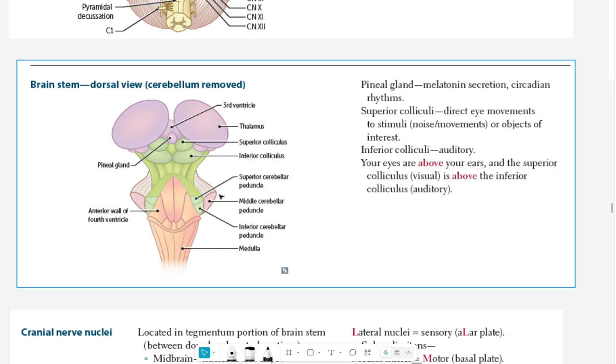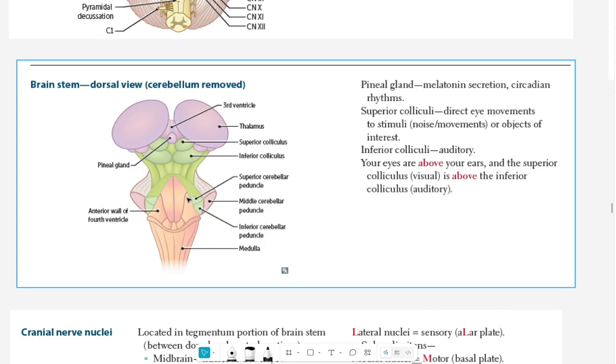Okay, and then you have the cerebellar peduncles. The cerebellar peduncles basically connect the cerebellum to the brainstem. If I cut off the cerebellar peduncles, basically the cerebellum will be lost to reality. The superior peduncle is at the level of the midbrain, the middle peduncle is at the level of the pons, and the inferior peduncle is at the level of the medulla.